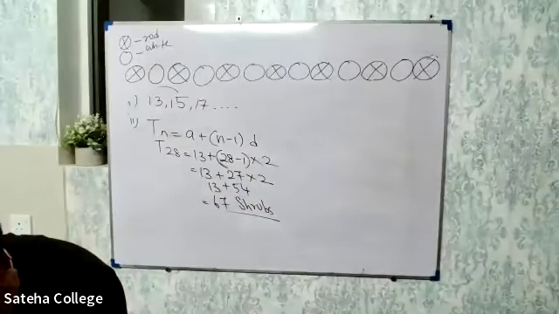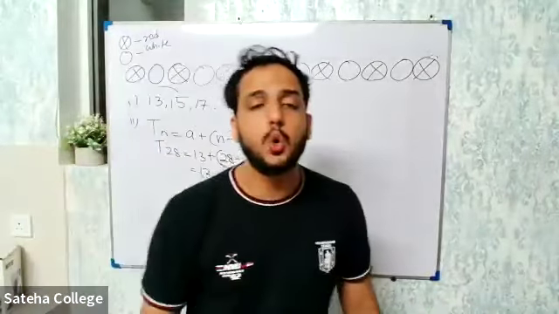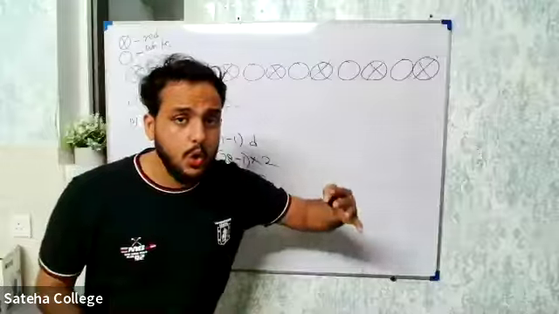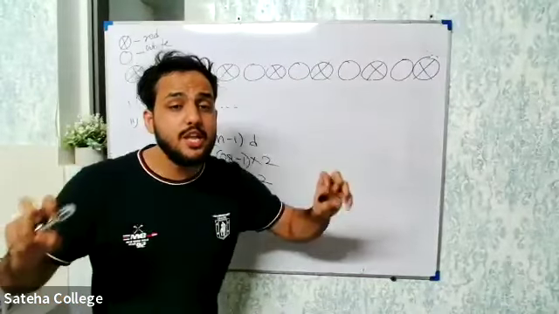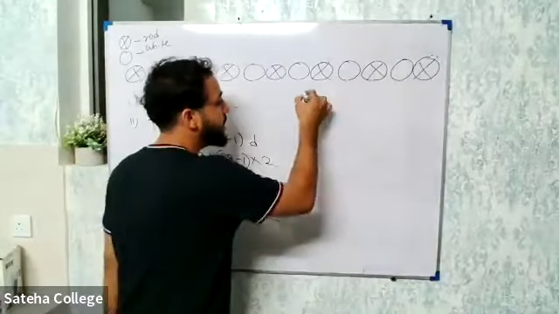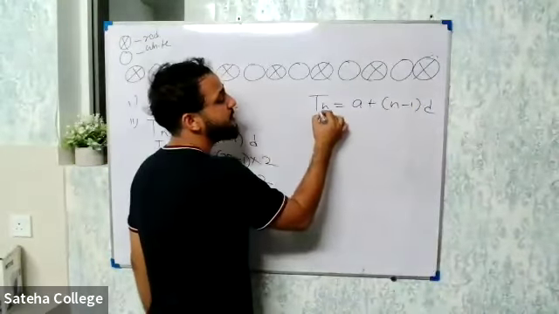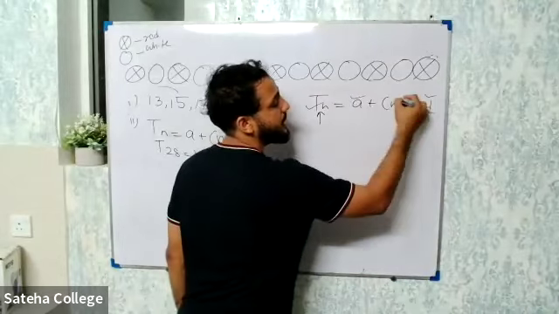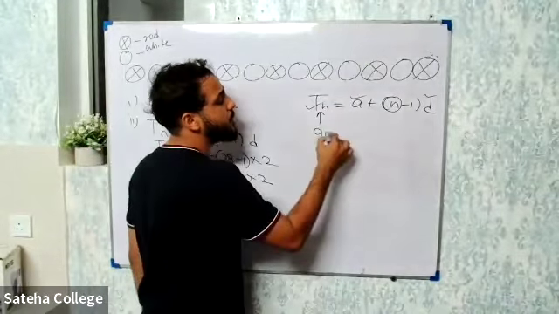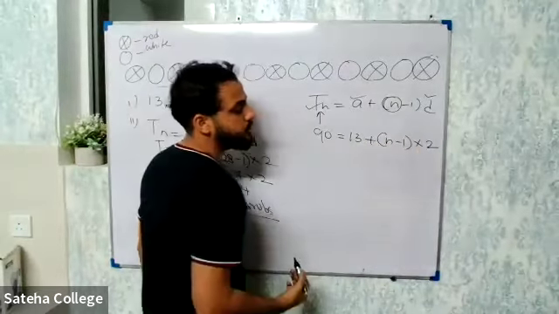How many rows are there with less than 90 flowering shrubs? So first of all, you have to find out which row has 90 flowering shrubs. So the value of the term is 90, and you have to find the position of the term. If you apply the Tn equation, a plus n minus 1 into d, now you know the value of the term, the first term and the common difference. You have to find the position of the term. That is what we have to find. So Tn is equal to 90, first term is 13, n minus 1, the common difference is equal to 2.